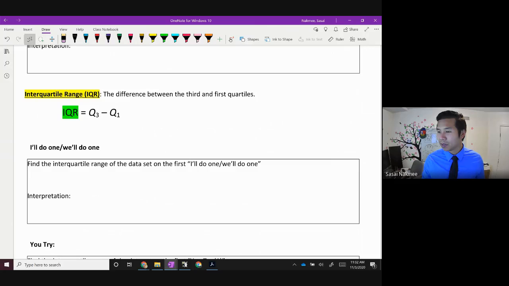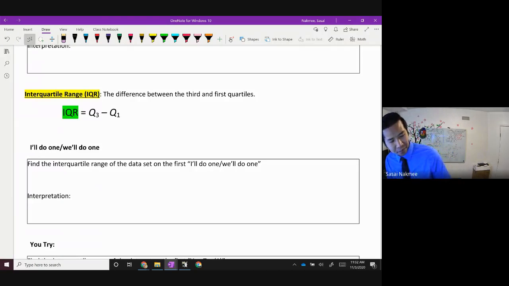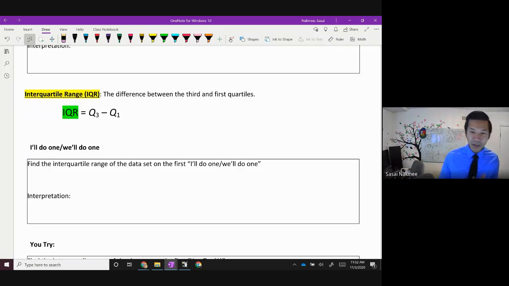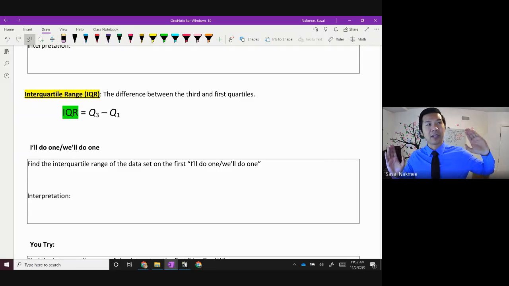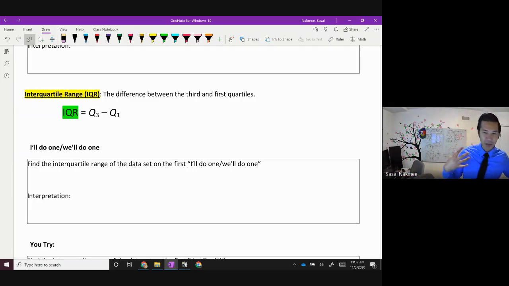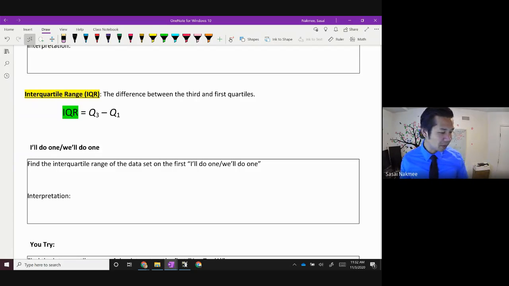So the next one up is the interquartile range. Okay. So interquartile range, the IQR. The interquartile range is basically just the range for your quartiles, where the range regularly is from all of your data, from minimum to maximum, right? But this one is just the interquartile range.